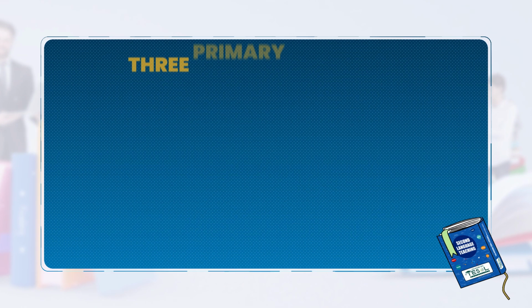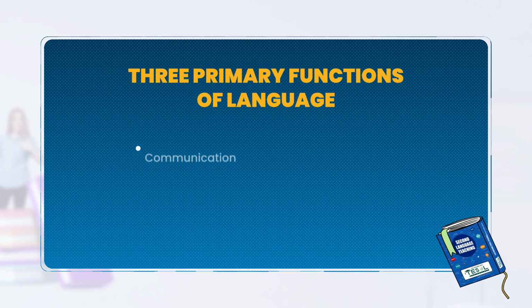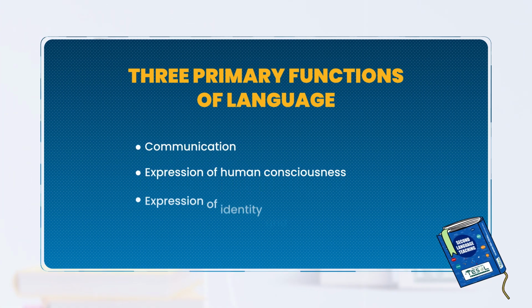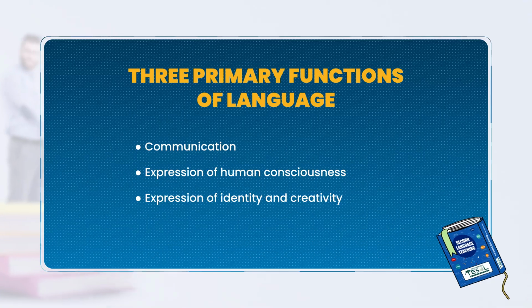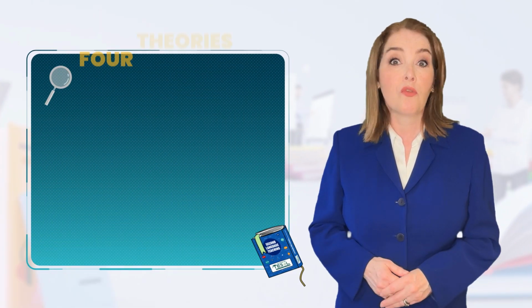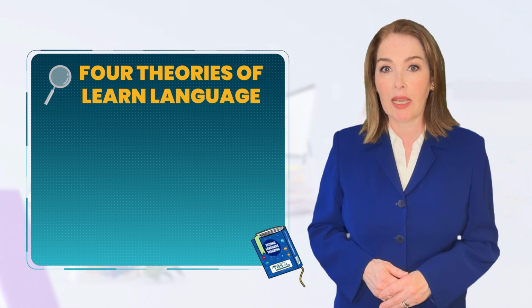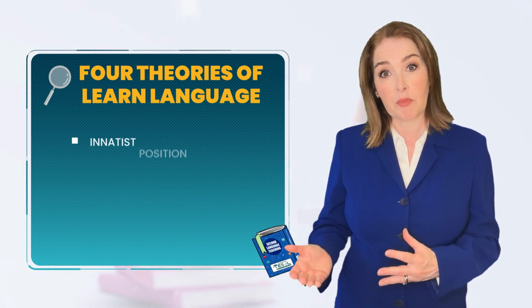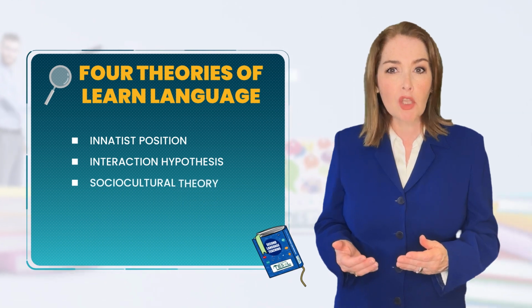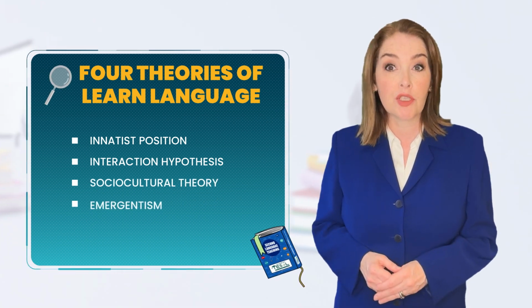There are three primary functions of language: communication, expression of human consciousness, and expression of identity and creativity. One of the reasons why the English language is so popular over the world is the human drive to express one's identity. Now let's explore four theories on how we learn language, which are the innatist position, the interaction hypothesis, the socio-cultural theory, and emergentism.